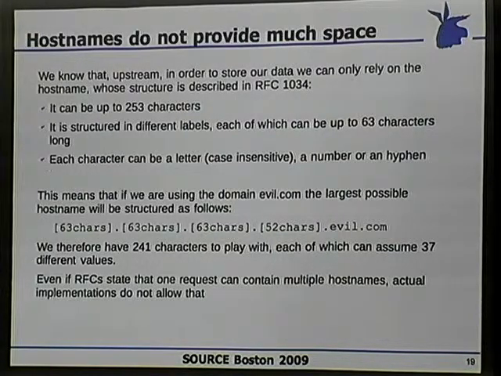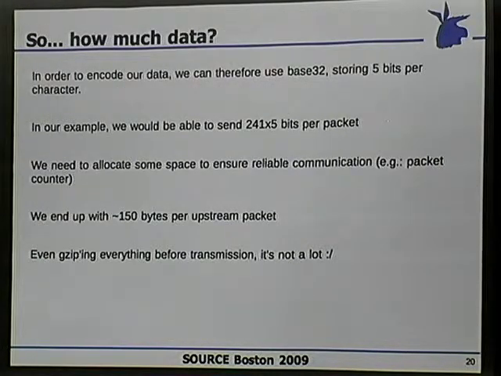If we look at the example domain evil.com, how much space we actually have left, it's just not much. In this case, 241 characters. Every character can have one of 37 values. There's something in the RFC. If you read those RFCs, it says that you can request multiple host names in one request, but it has never been implemented in any of the name server software we looked at, which is unfortunate because this would be really helpful. We can't use it though.